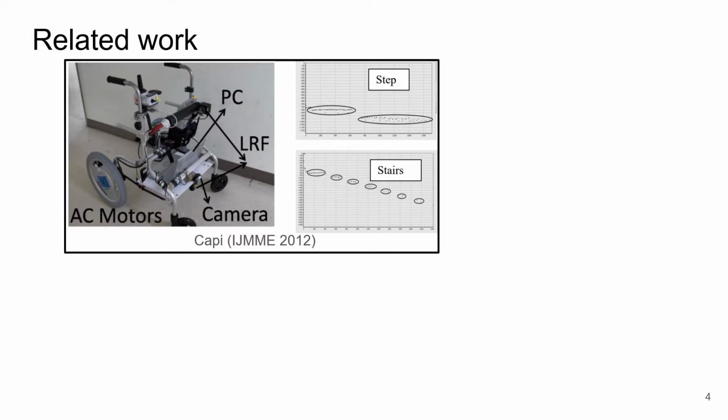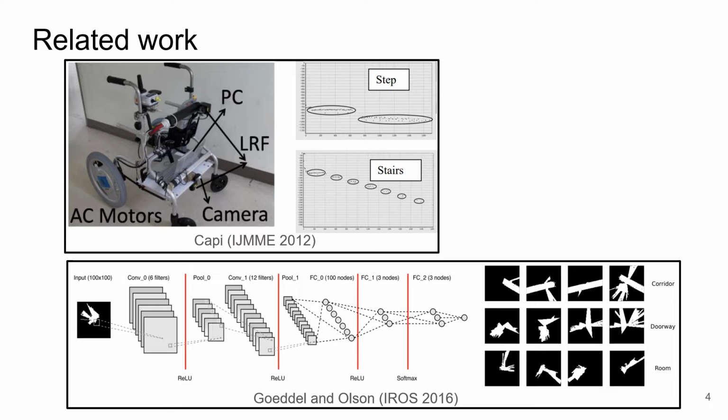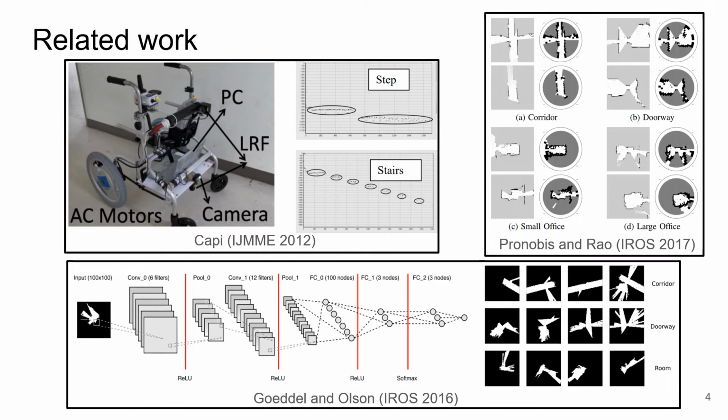Various studies focus on RGB images to classify objects, but not many try to classify objects using 2D LiDAR data. Among these studies, CAPI analyzes the 2D LiDAR data using a clustering technique to detect obstacles, steps, and stairs. Godel and Olson use CNN models to classify objects in the environment by taking 2D LiDAR data as the model's input. In a similar domain, Pernabis and Rao propose a probabilistic framework using sum product networks and deep learning to classify robot locations using 2D LiDAR data.